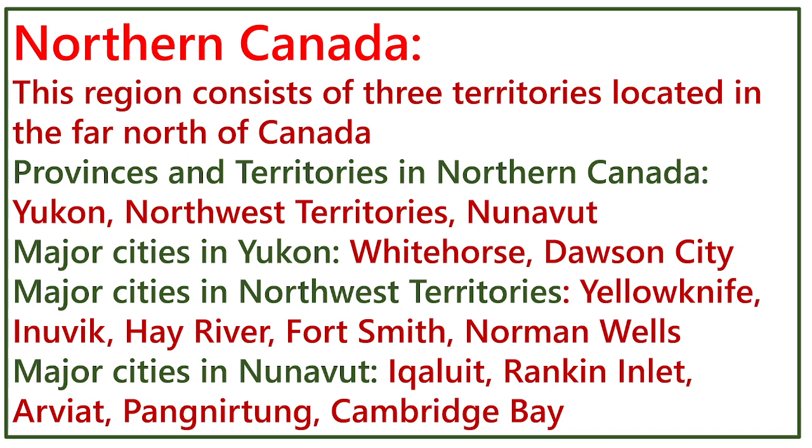Northern Canada. This region consists of 3 territories located in the far north of Canada. Provinces and territories in Northern Canada: Yukon, Northwest Territories, Nunavut. Major cities in Yukon: Whitehorse, Dawson City. Major cities in Northwest Territories: Yellowknife, Inuvik, Hay River, Fort Smith, Norman Wells. Major cities in Nunavut: Iqaluit, Rankin Inlet, Arviat, Pangnirtung, Cambridge Bay.